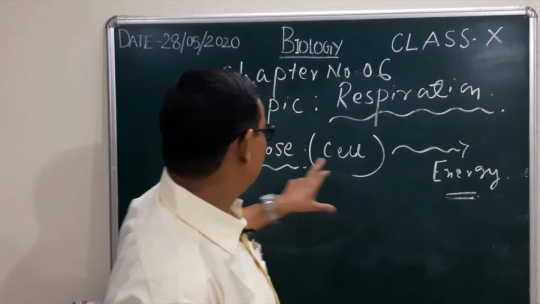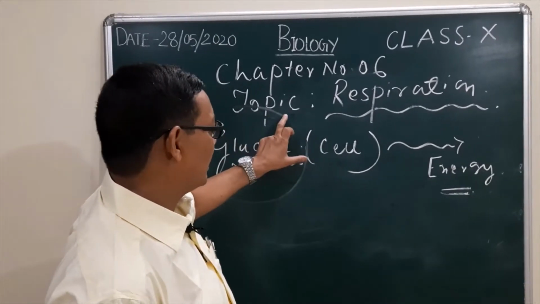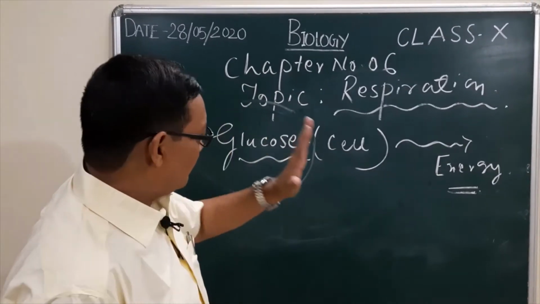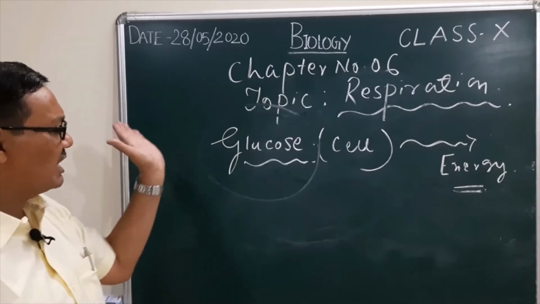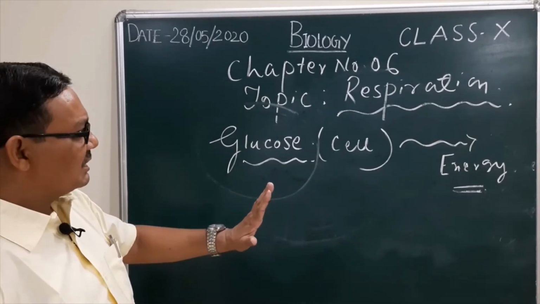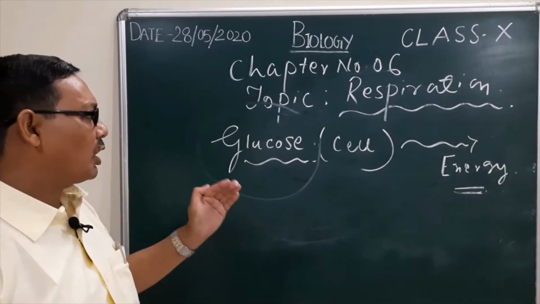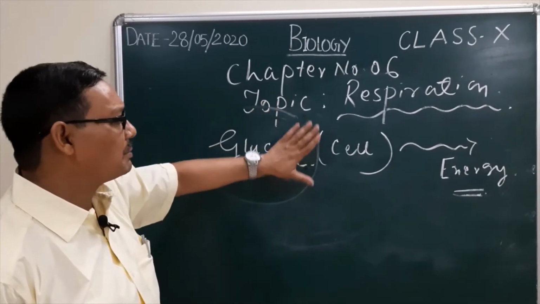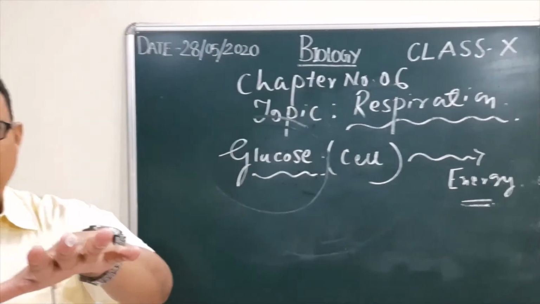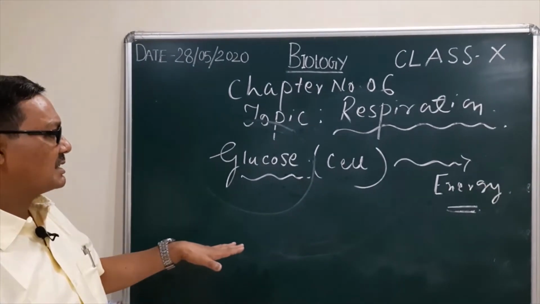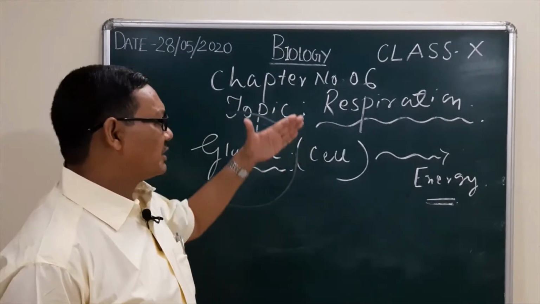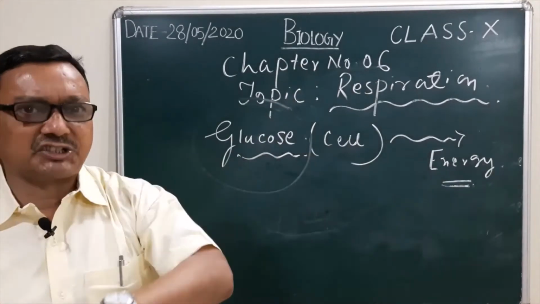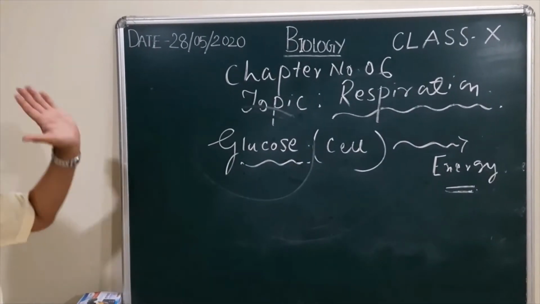How will the energy be liberated from the glucose, and after the liberation of energy, in which different metabolic processes will that energy be utilized? This is the fact. That is why the process of respiration means the stepwise, oxidative breaking down of the glucose molecule within the cell, by which energy is liberated. And this is the topic, that is respiration.